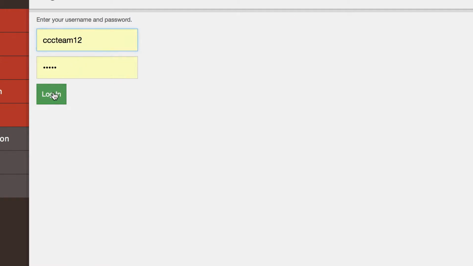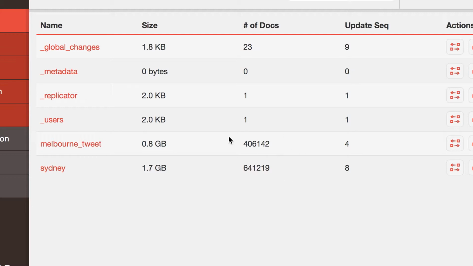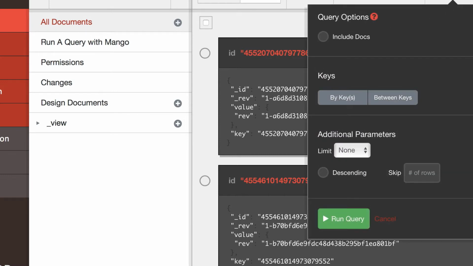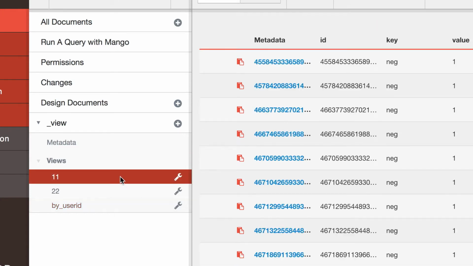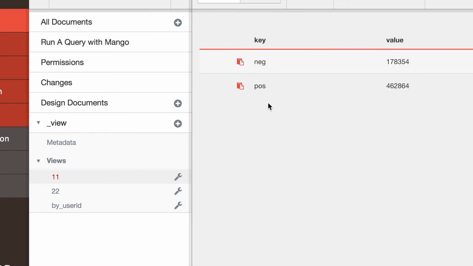Let's have a look at the tweets we gathered. We have 400,000 data from Melbourne and about 600,000 data from Sydney. In total, we have 1 million documents stored in our database. Then, using the MapReduce query, we can see our sentiment analysis separated our data into 2 groups. One is for negative, one is for positive. Roughly, that's all about how our backend works.